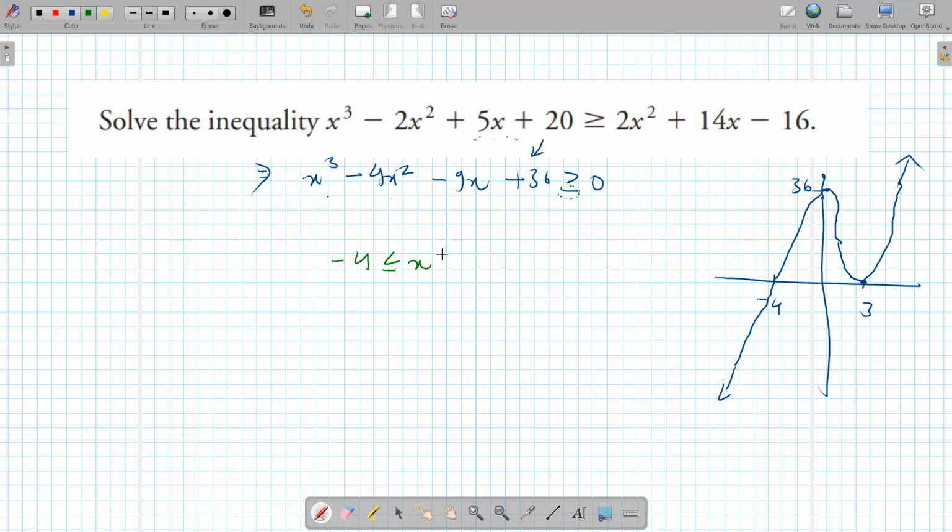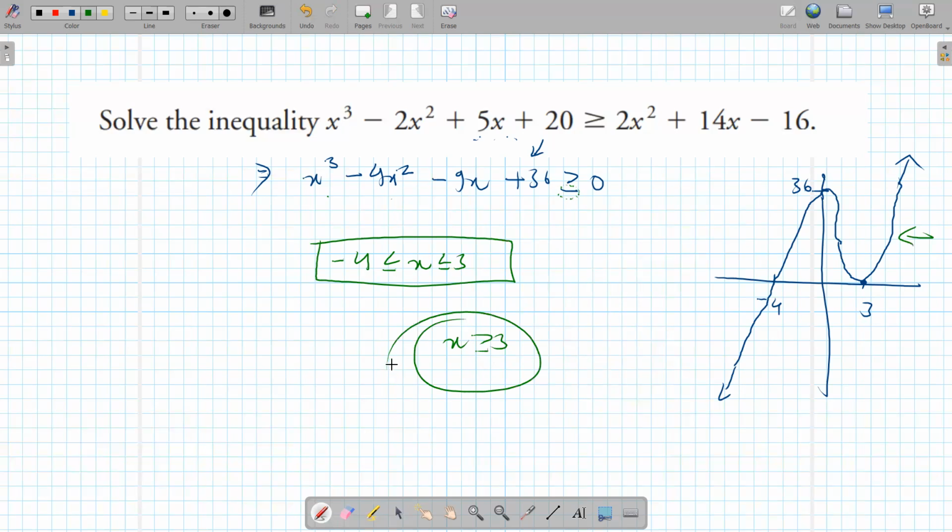When x is between -4 and +3, where else is it positive? When x is greater than 3. Yeah, greater than or equal to 3. There we go. That's the answer, okay? In fact, when x is greater than -4, the y is positive, greater than or equal to. And just combine both of these.